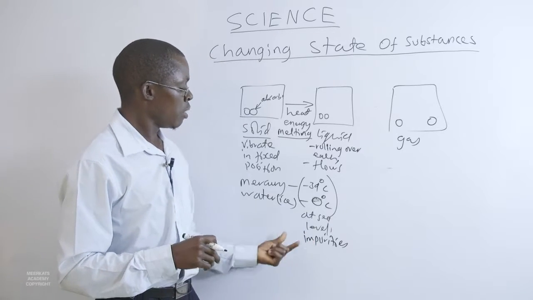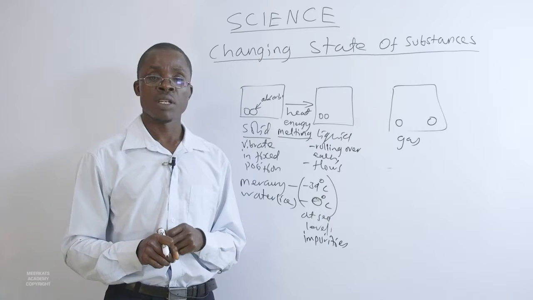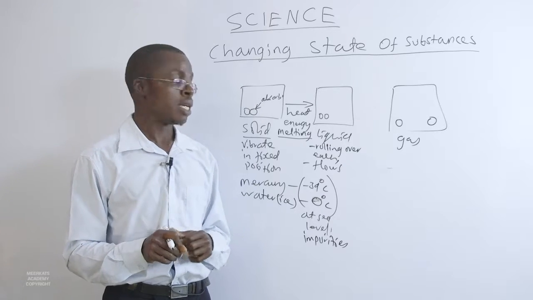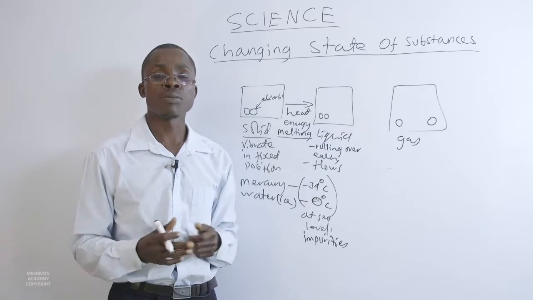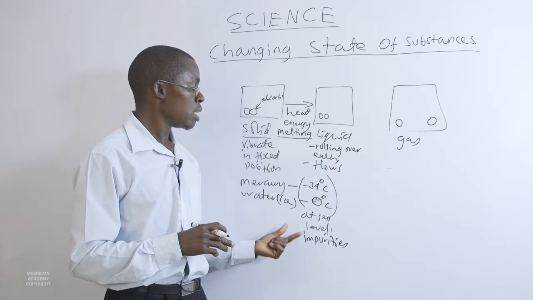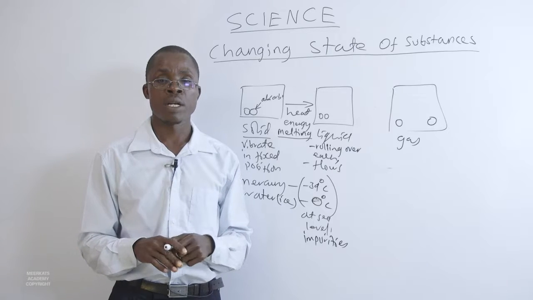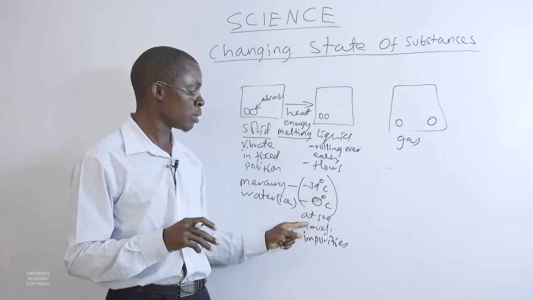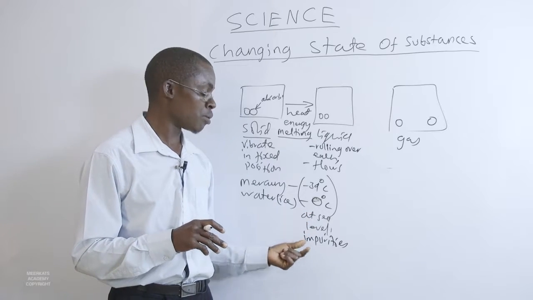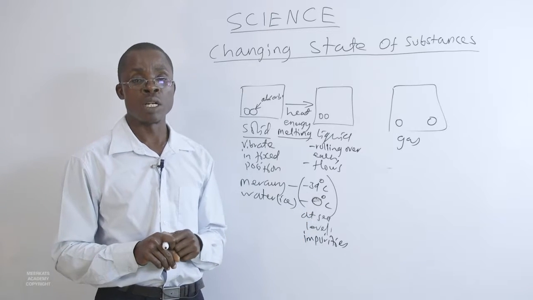It means that if you have an impurity in any of the substances you are working with, remember we are talking about substances, then the impurity will lower the melting point. Even if you are talking about sea level, the melting point will have to be lowered.